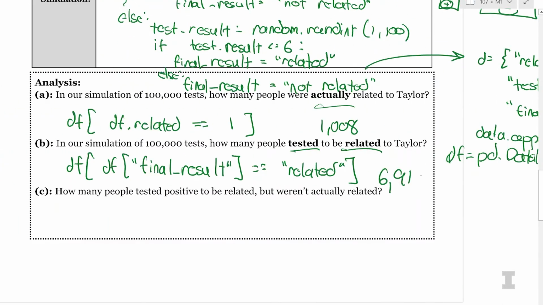And that is 6,912. Wow. So 6,912 people got genetic test results back saying they were related to Taylor when only 1,000 people really were. Oh my gosh. So this is a problematic genetic test.